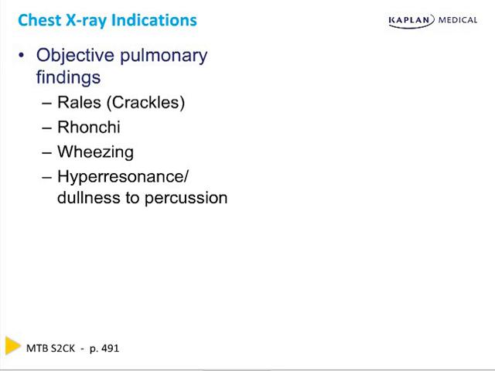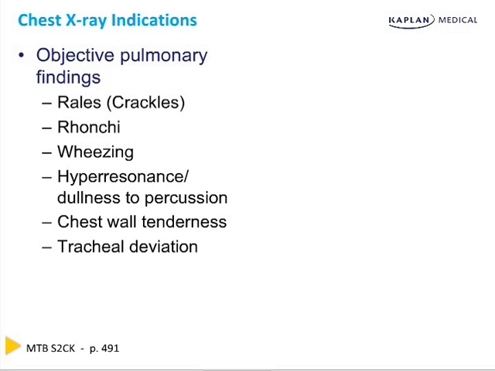Hyperresonance or dullness to percussion can be secondary to a pneumo or hemothorax. Chest wall tenderness may be a result of a rib fracture. Tracheal deviation is strongly associated with tension pneumothorax, an emerging condition that must be quickly diagnosed via X-ray and treated.